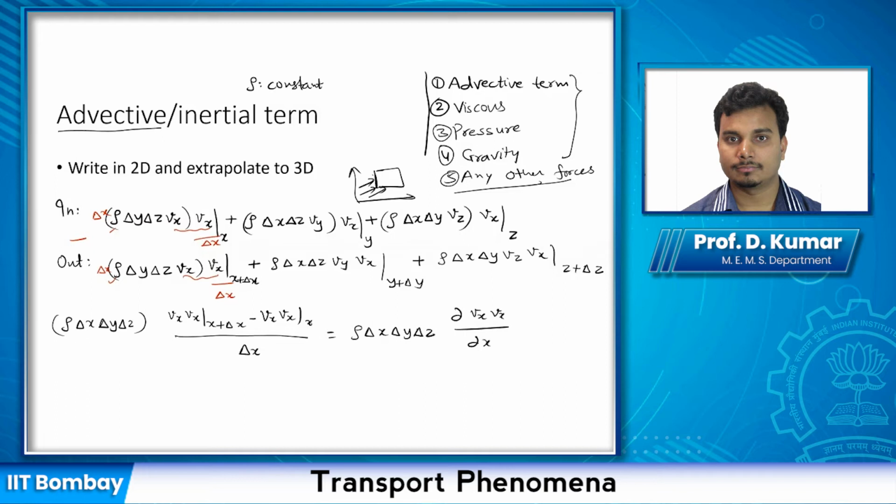So we can write that. Similarly, if you do this for these two terms, then you will have two more terms. Again, rho delta x delta y delta z will be common everywhere. So here now you can write rho times del vy vx by del y, plus here you will have vz vx, so rho times del vz vx by del z. Okay. So this is your momentum in minus out for the advective term.